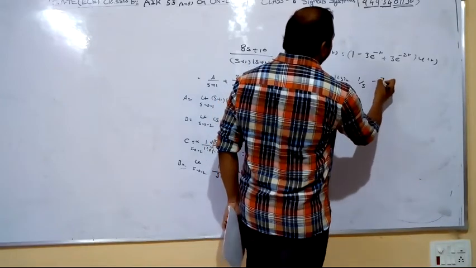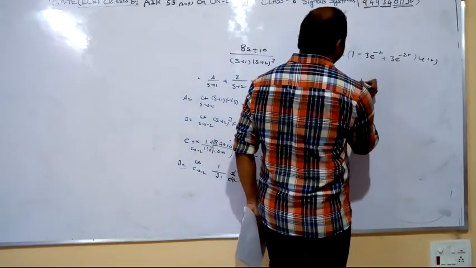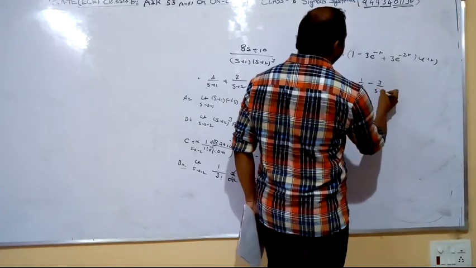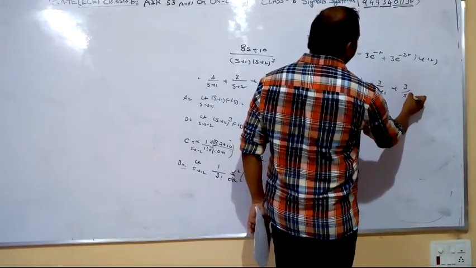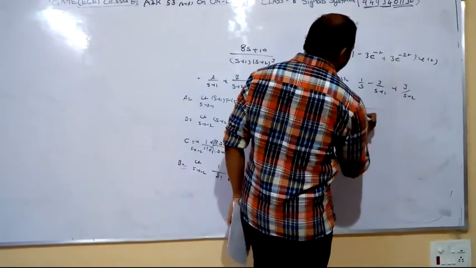So directly represent Y(s) is equal to 1 by s minus 3 divided by (s + 1). All simple questions only. 1 by s minus 3 by (s + 1) plus 3 by (s + 2). Upon simplification, what will you get?